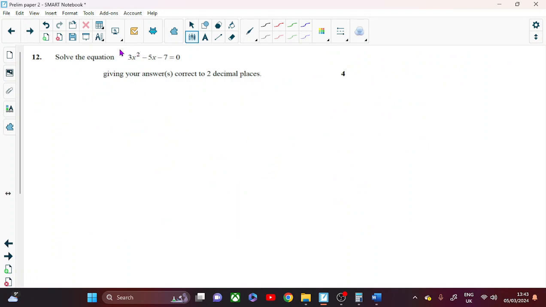Now we've got to solve the equation 3x squared minus 5x minus 7 equals 0. Give your answer correct to 2 decimal places. This one is forcing you to not factorise but to use the formula. Remember, it's the first formula on your formula sheet.